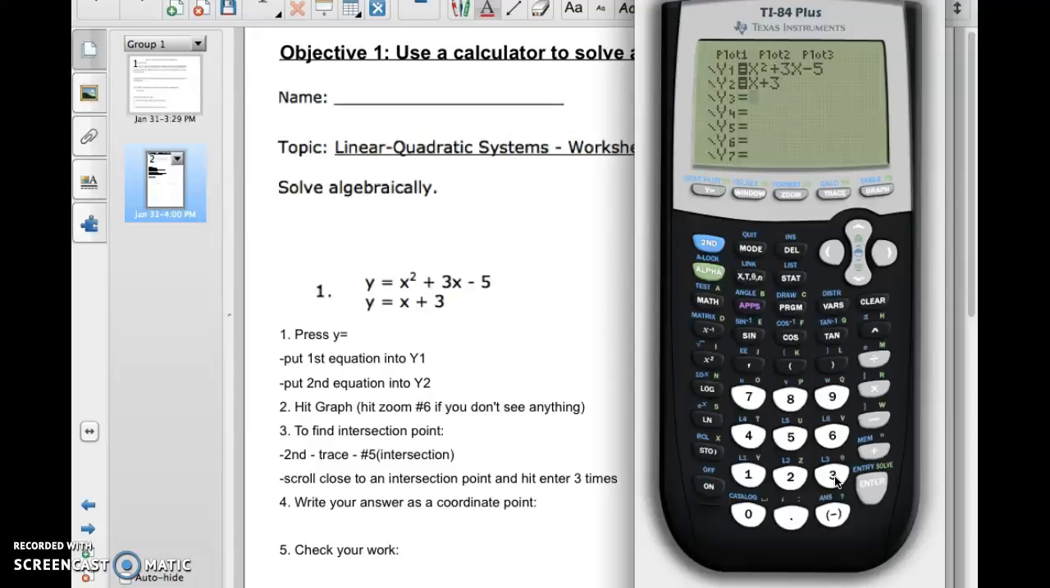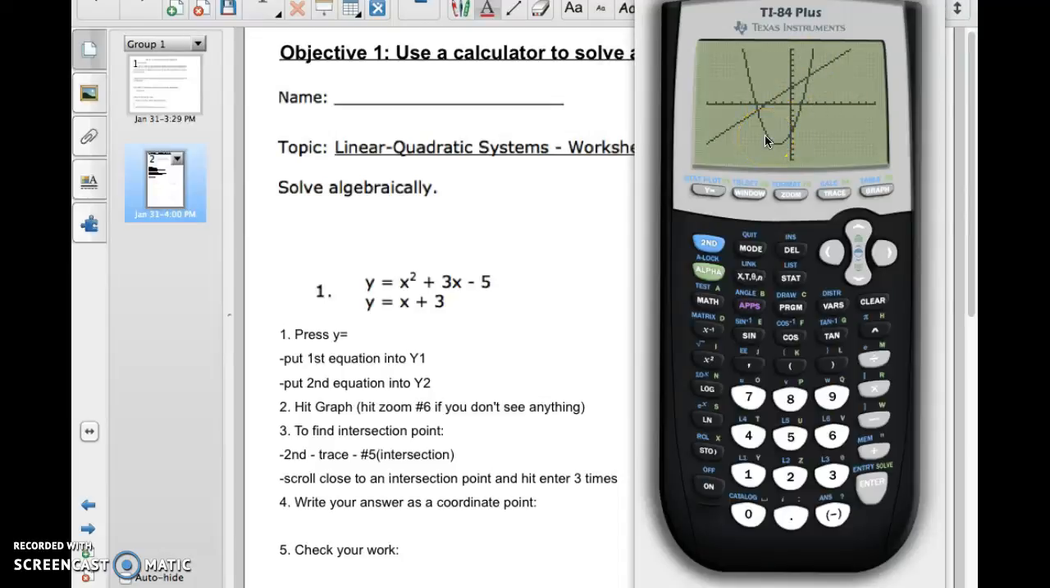The second step is to hit graph on the calculator. Now if your screen doesn't look like this initially, you might need to hit zoom, and then 6 is standard view. I need to hit zoom 6 to go to the standard view if it didn't look like that. So it should look like this now. You should see a positive parabola, so it's going up, this smiley face right here, and then a linear equation or a line. You should notice they intersect in 2 points. These points of intersection represent the solutions to this system of equations.